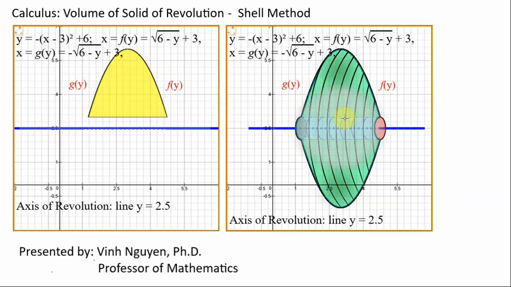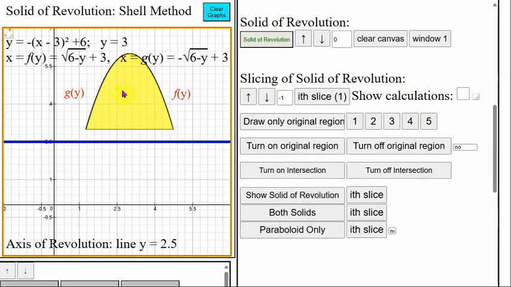Then we'll get a solid of revolution like this, and I want to find the volume of this solid of revolution. This is our yellow region again. First we need to find the points of intersection, this point and this point. So we can set this equation equal to 3 and solve for x.